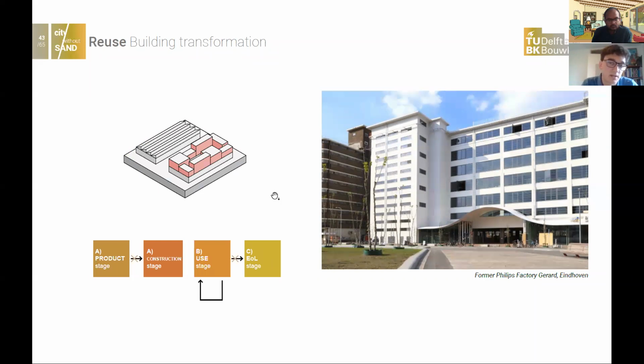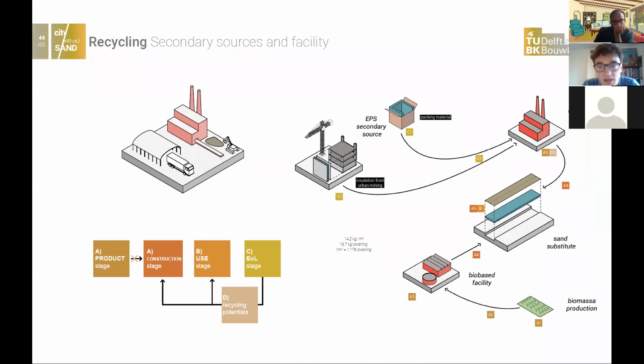Then we can reuse old buildings instead of demolishing them for residential buildings, like this example from the Philips factories in Eindhoven, which they transformed into residential areas instead of demolishing them. And the last one is to make use of secondary sources.